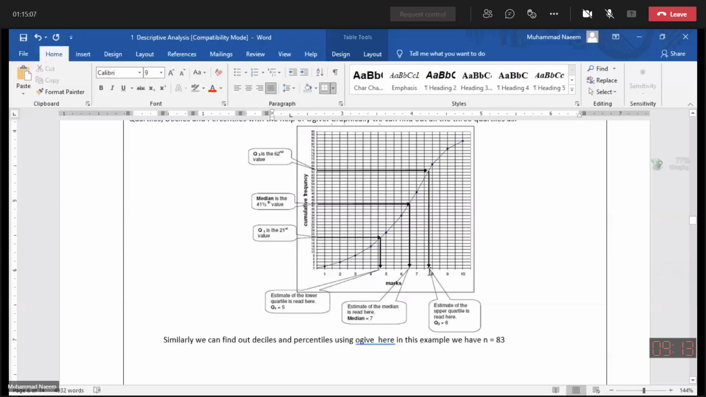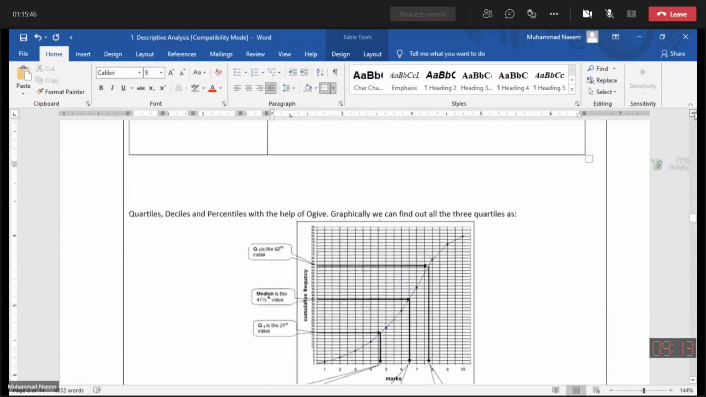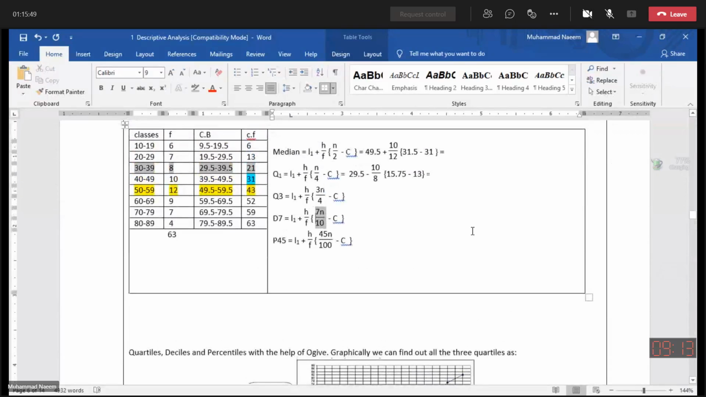Let's say we need to calculate D7. For D7, the ratio is 7n by 10. Trace out 7n by 10. If it is here, draw a parallel line, touching the curve, and drop a perpendicular on the x-axis. Here we will have the value of D7. Similarly, any decile, any quartile or percentile we can calculate using the ogive. So this is the best use of the ogive.